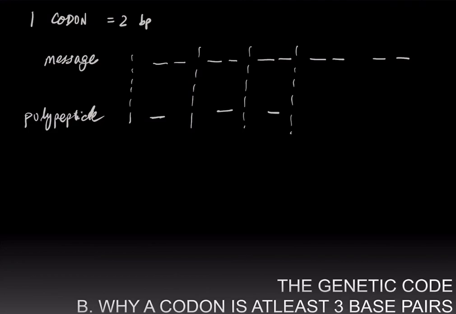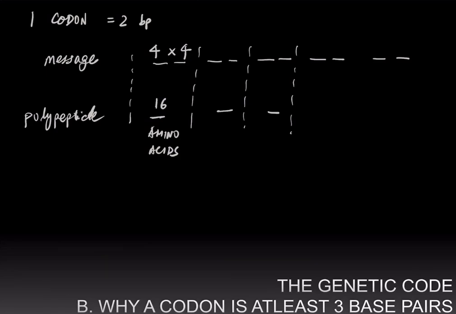Now, in the message there are 4 possibilities in the first position, and there's another 4 possibilities in the second position, and that means in each position of the polypeptide there are 16 amino acids that are possible. And that again is clearly not enough to specify 20 amino acids.